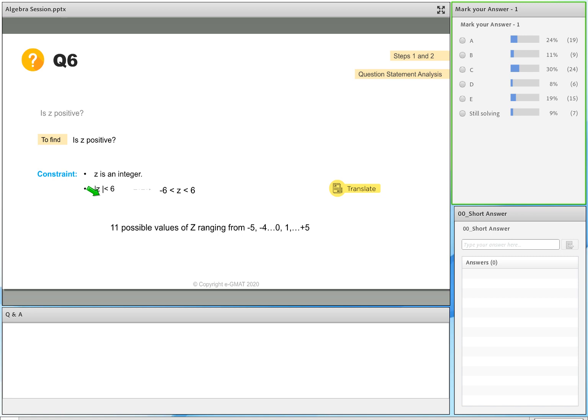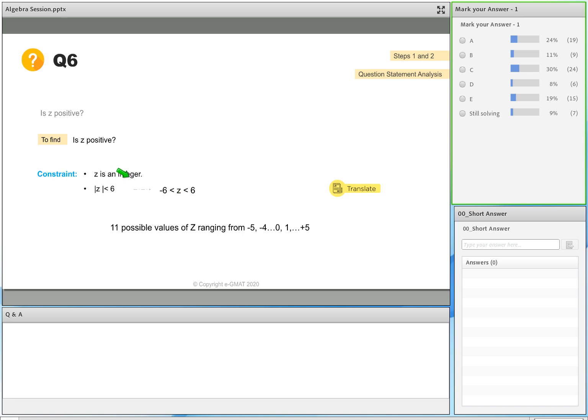Now this is very similar to the absolute value warm-up question. What are the numbers whose absolute value is less than equal to 5 is what you did there, and now it's less than 6. So Z can be anything between -6 and 6, excluding those two themselves, because otherwise the absolute value will be 6 and you're not allowed to have that.